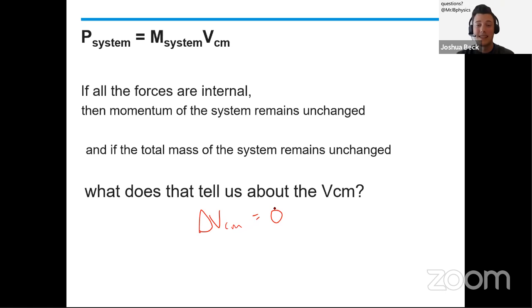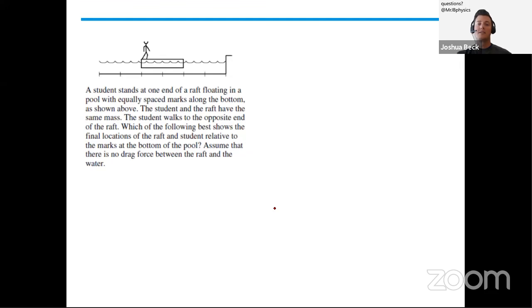Is that the same thing as saying V center of mass always equals 0? No, it means that the change will be 0. So if it starts out at 0, then it'll stay at 0. If it's already moving, then it will continue moving. So let's take a look at this.